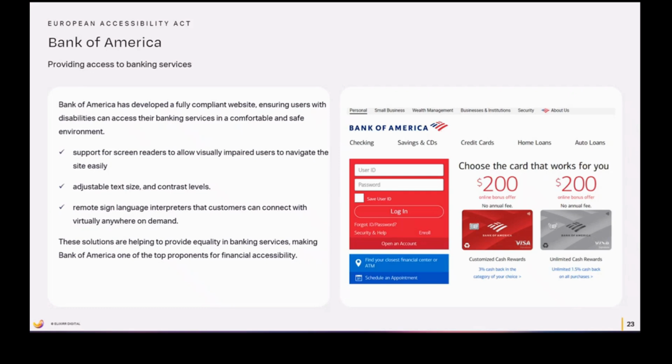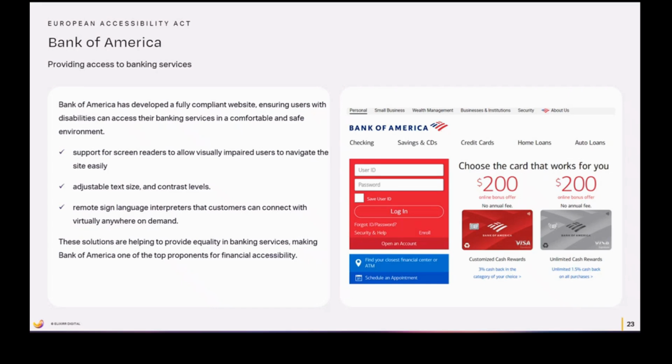So the Bank of America has developed a fully compliant website which helps users with disabilities to access banking services. So they've got support for screen readers to allow visually impaired users to navigate the site easily. Adjustable text size and contrast levels. You can see from the screenshot on the right that again, everything is black text, white background, very easy to read, very obvious. The colors that are used are consistent, and I confirm everything stays in the same place, so you know exactly where you need to go to do certain tasks.